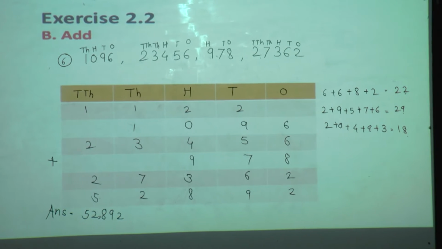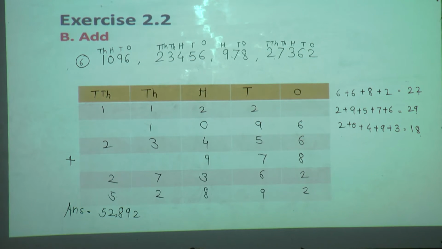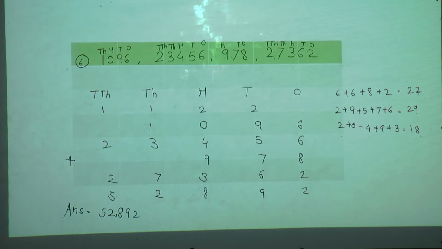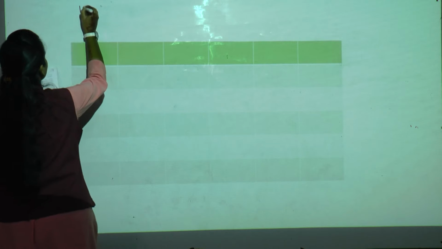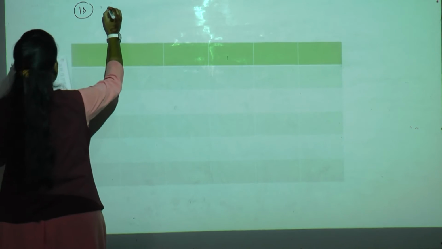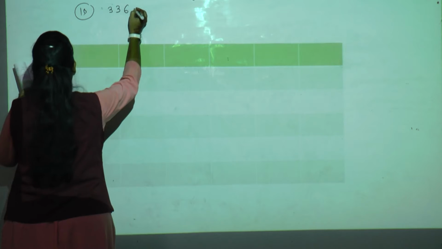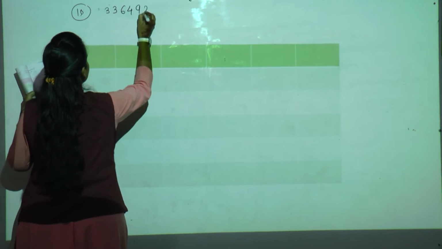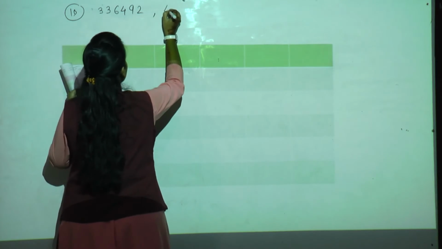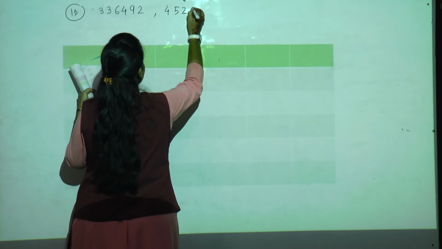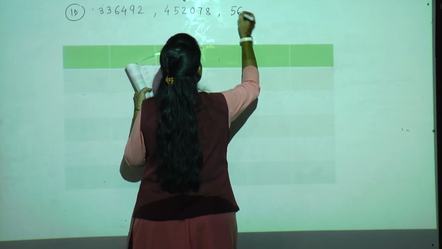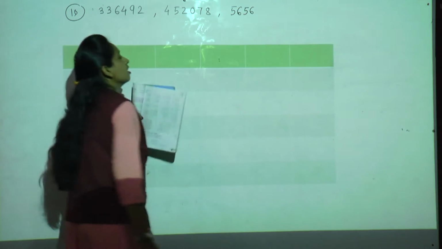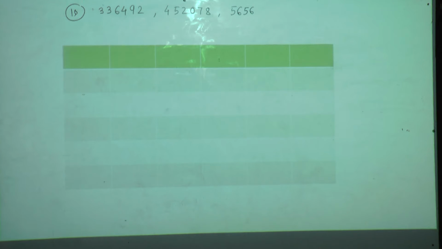Now we'll move to the next sum. The 10th one I will solve for you now. Okay? Tick mark the 10th one. What is the 10th question? See, 3,36,492, comma 4,52,078, and the last is 5,656. See, now 3 numbers are given, but there are 6 digit numbers.